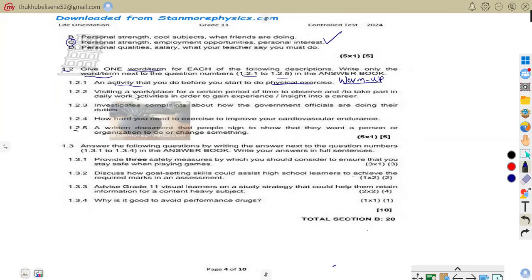1.22, visiting a workplace for a certain period of time to observe and take part in daily work activities in order to gain experience or insight into a career. So now we want a suitable word that will best suit that description. That is a job shadowing.